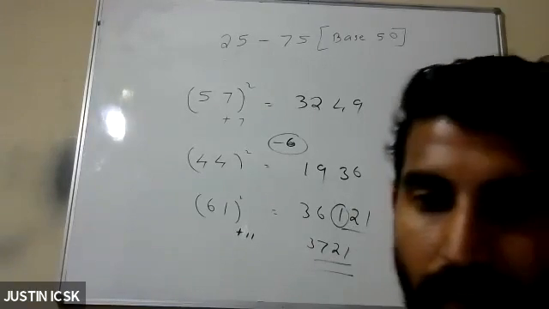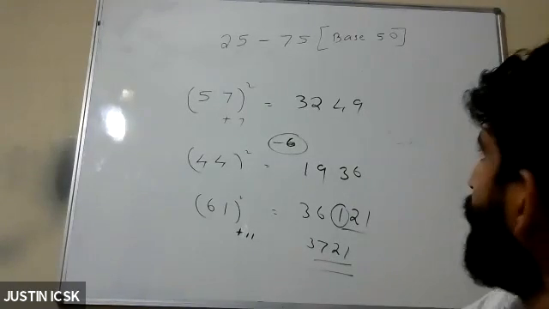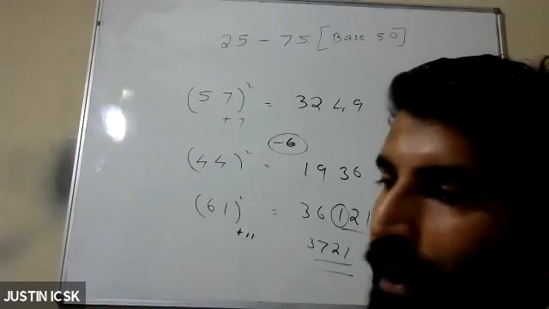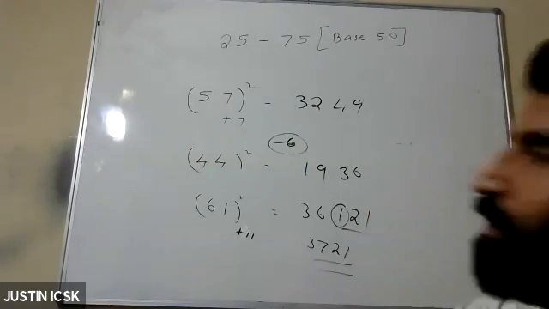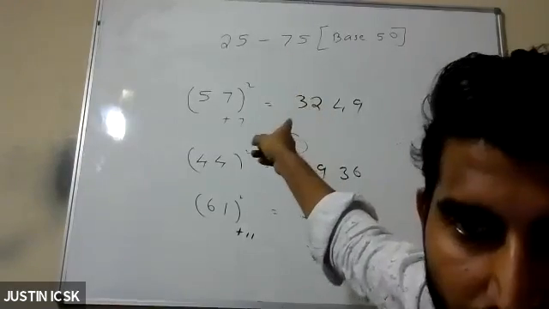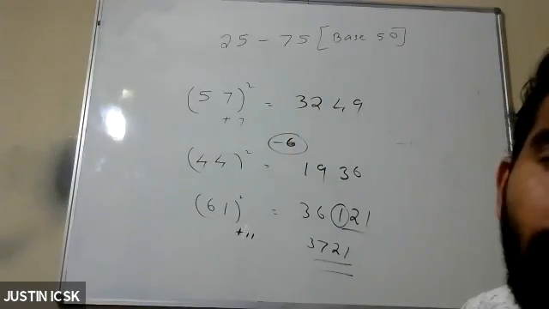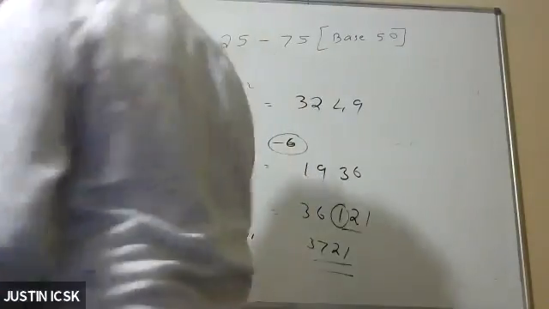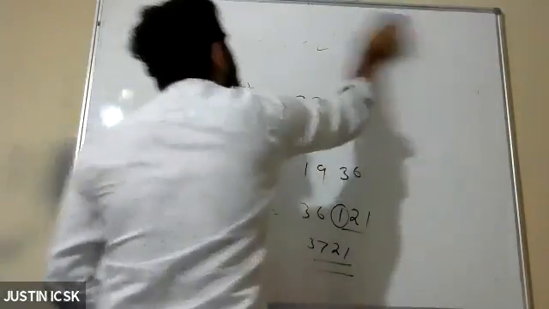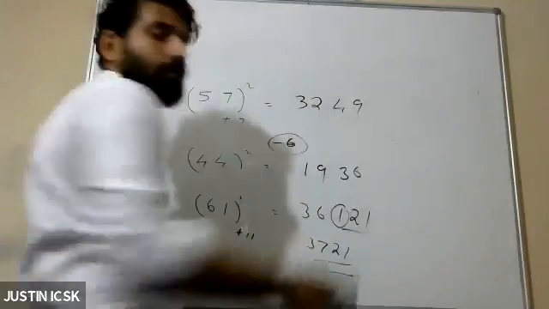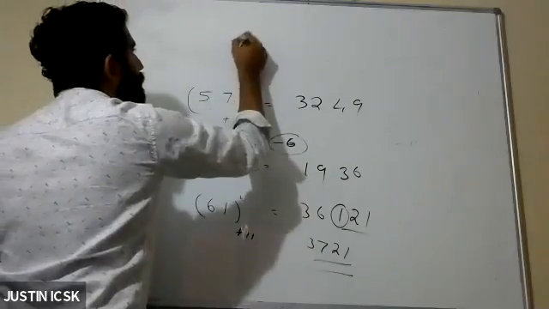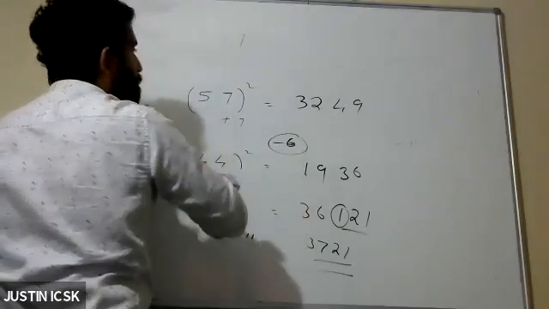Okay. So next I am telling squares between 75 and 125. This was 25 and 75. Next is between 75 and 125.